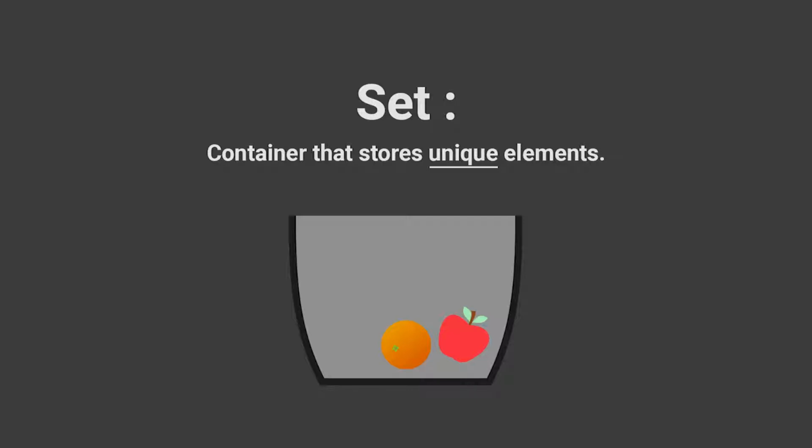So if our container held an apple and an orange, we could add a banana, and since there is no banana already in the container, it will hold it. But if we tried to add another banana, it would recognize that there is already a banana and ignore the new one.